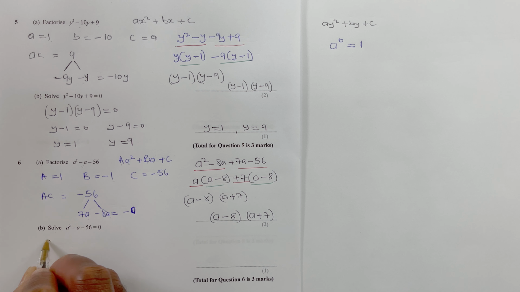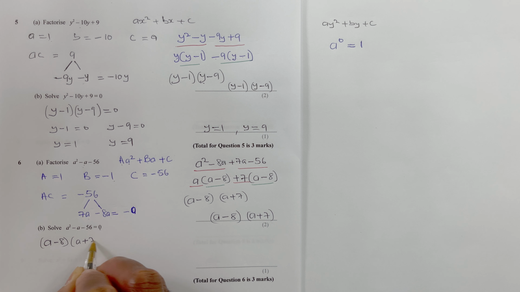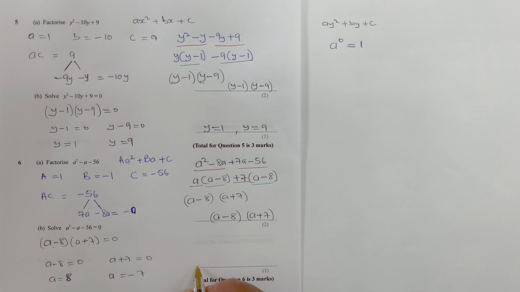So you can then say A minus 8, A plus 7 equal to 0. And what you can do then is to basically set that to 0 and set that to 0. That means A minus 8 equal to 0, and A plus 7 equal to 0. A equals 8, and A equals minus 7. So A equals 8, A equals minus 7.